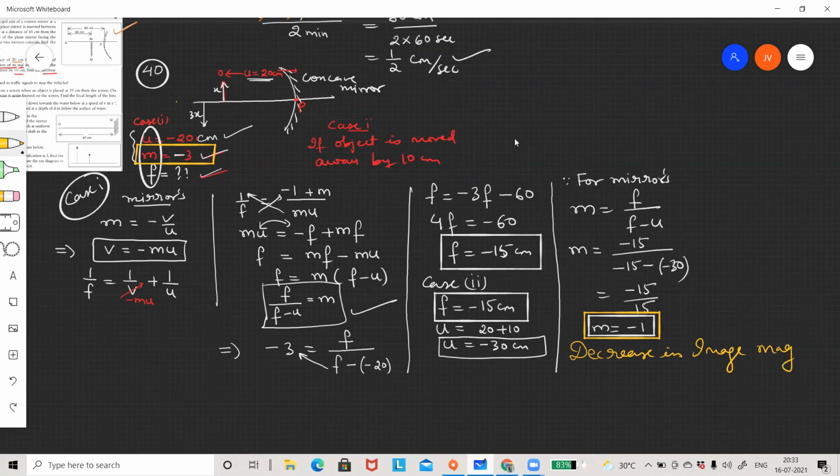Of course, images are magnified, no? So we can just write magnification. The decrease in magnification will be the final minus the initial magnification. Final is minus 1, initial is minus 3. So the decrease in magnification is 2. So this is how it is done.